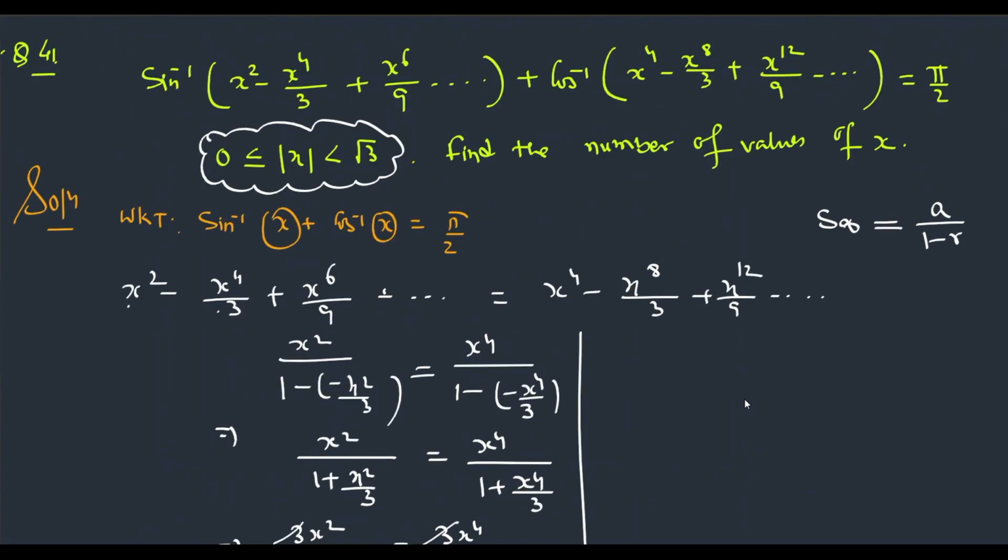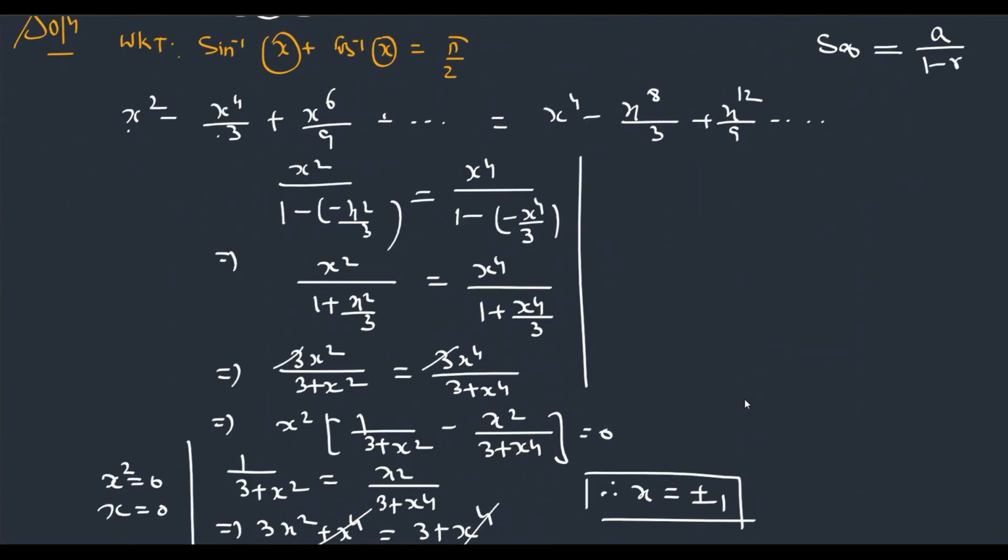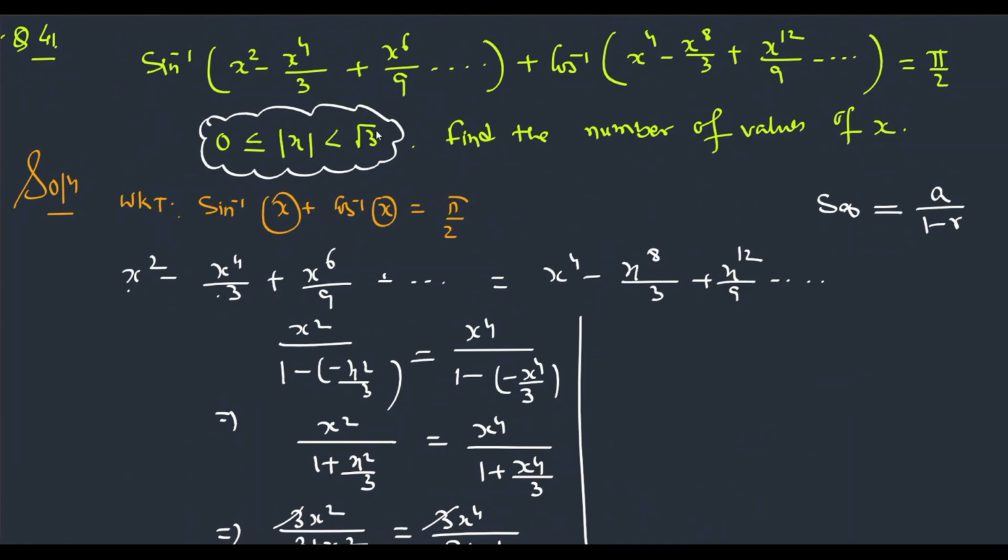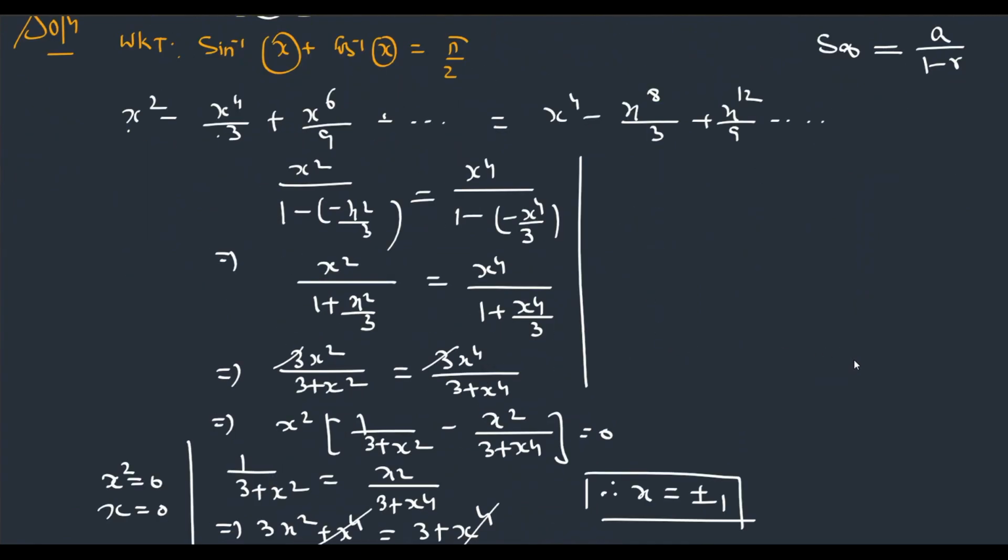Okay, now plus and minus 1. Look at the conditions. So 0 is one solution and mod of x should be lesser than root 3. So our solution is correct, right? So 3 solutions we have. Is it clear? Yes, sir. Okay, 3 solutions satisfied our condition.